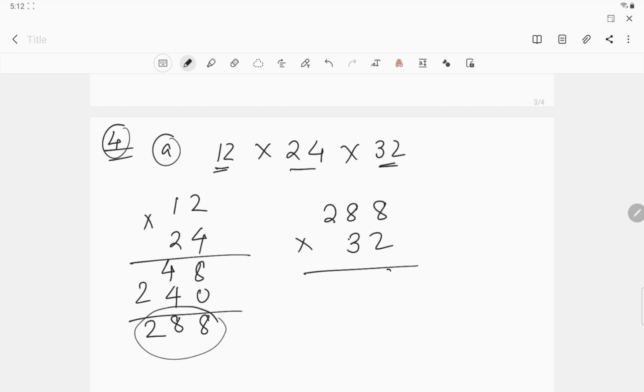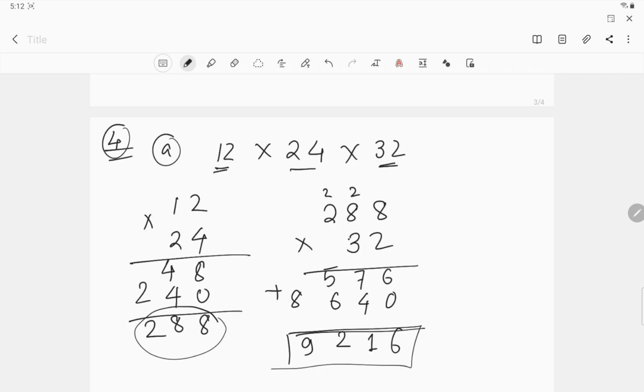Now 8 twos are 16, carry 1. 8 ones are... 8 twos are 16 plus 1 is 17, carry 1. 2 twos are 4, 4 plus 1 is 5, and then 0. 3 eights are 24 and carry 2. 3 eights are 24, 24 plus 2 is 26, carry 2. 3 twos are 6, and 6 plus 2 is 8. Now add them. 6, 7 plus 4 is 11, carry 1. 6 plus 1 is 7, and 7 plus 5 is 12, carry 1. 8 plus 1 is 9. So this is our required result after multiplying the three numbers.